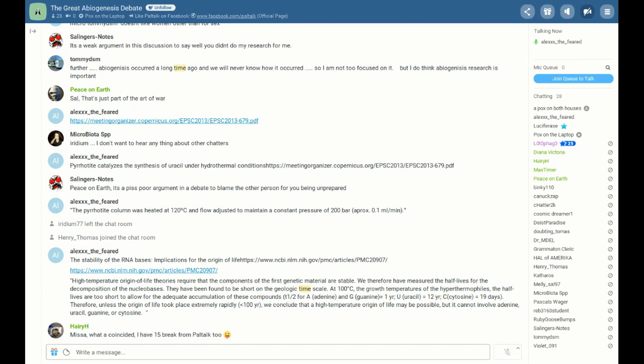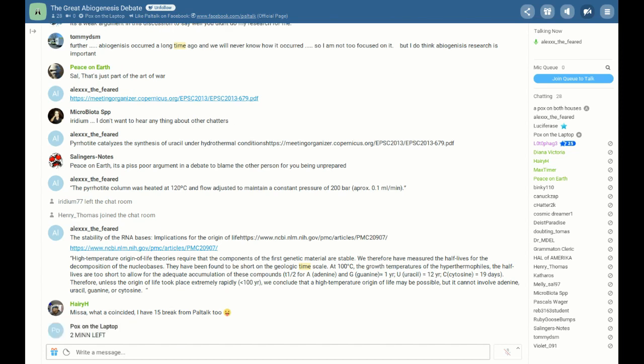Half-life for adenine, I cut and paste that improperly, I'll give it to you later. For guanine, it's a year. For uracil, 12 years. For cytosine, 19 days. And they continue to write.